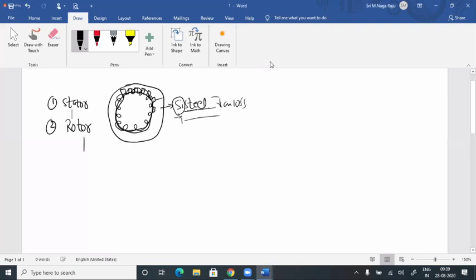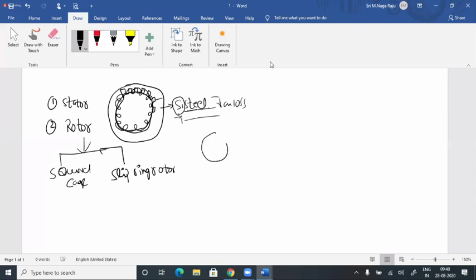And when coming to rotor, in the rotor again we have two types. First one is squirrel cage rotor. Second one is slip ring rotor. Okay, the squirrel cage rotor construction we have seen. It is circular cylindrical in shape, which has slots on its outer periphery.